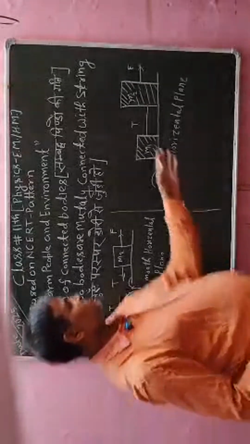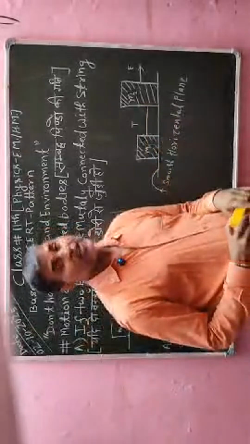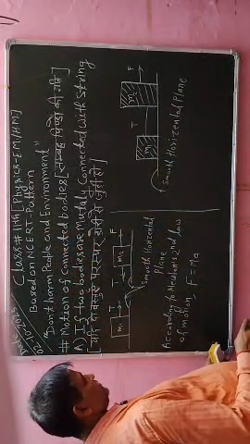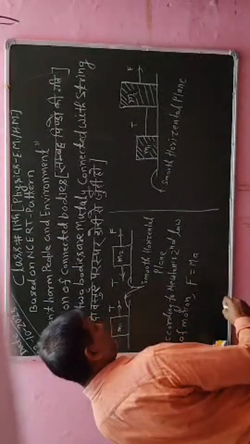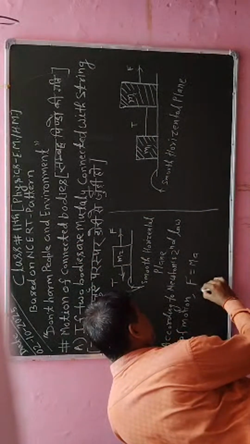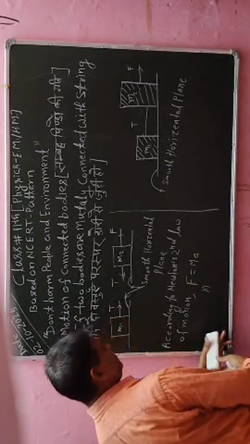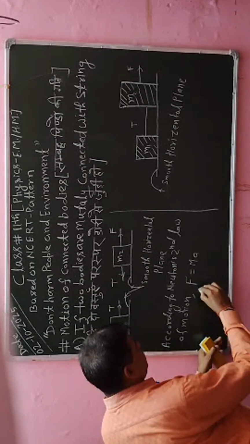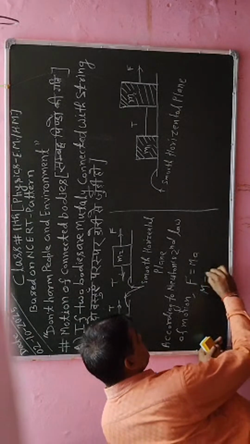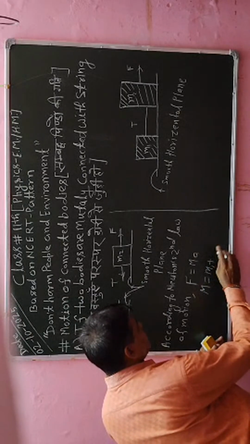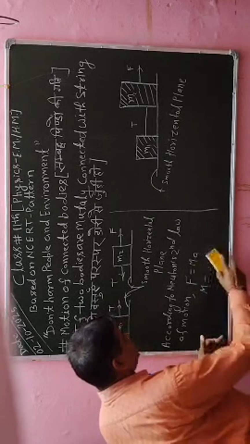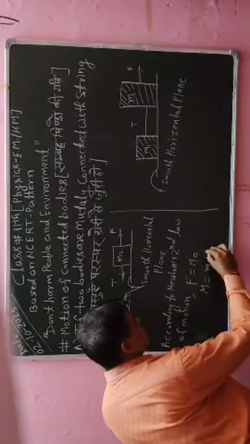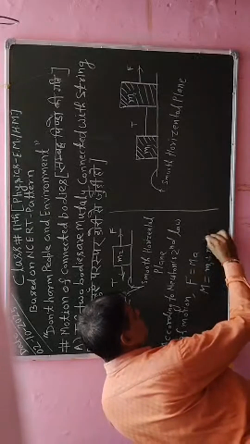So capital M is equal to M1 plus M2. We have to write M1 plus M2. Okay. So here I can say capital M is equal to M1 plus M2. This is the mass of the first object, and this is the mass of the second object.